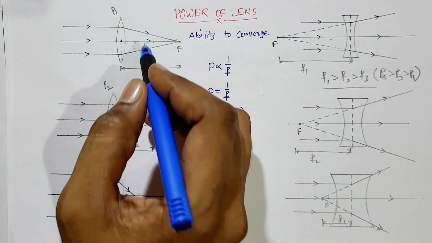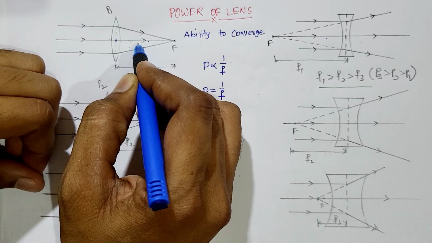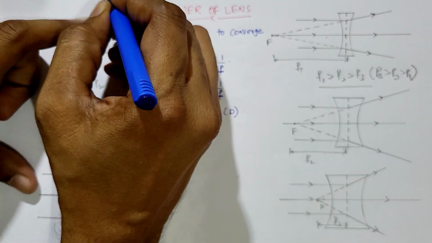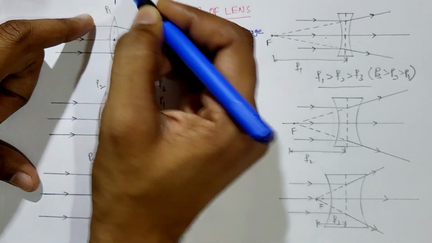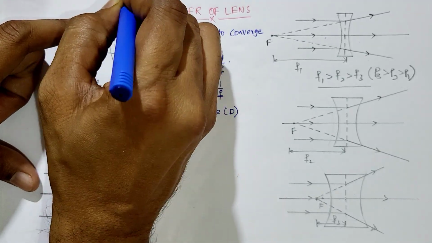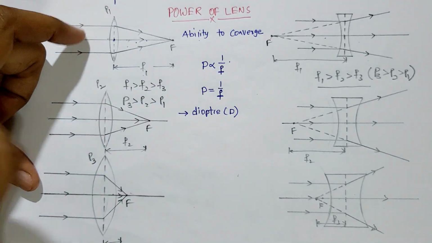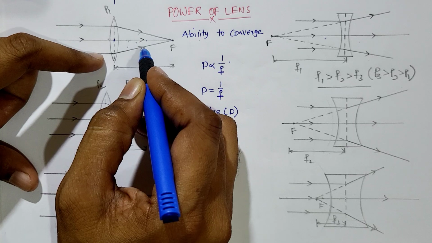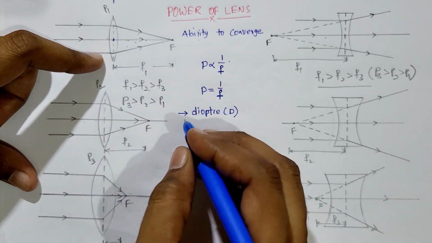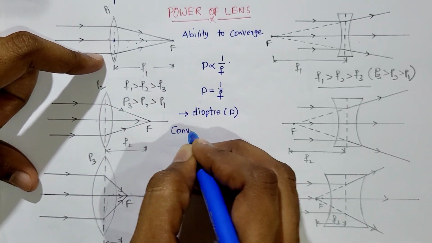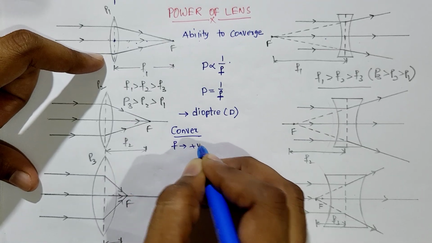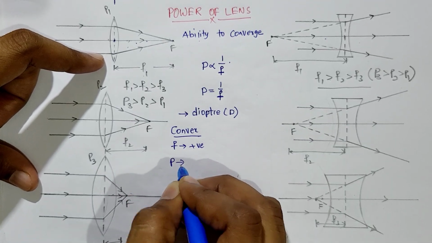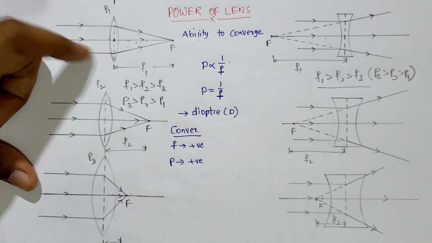Which lens has positive focal length? Convex lens. Remember the sign convention. This is the optical center. This one will be the coordinate axis. Correct? From the optical center you are moving towards the positive x-axis direction. So the focal length of a convex lens will be positive. So for a convex lens, the focal length is positive, so power also will be positive.